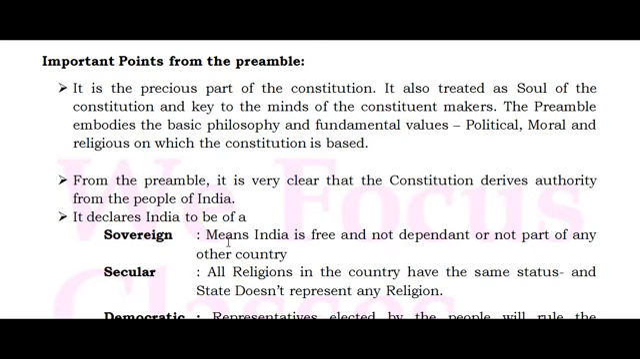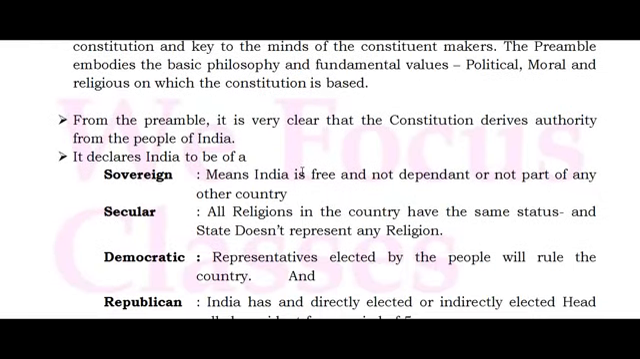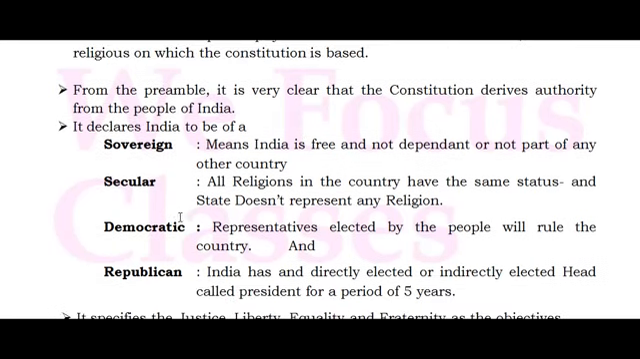From the preamble, it is very clear that the constitution derives authority from the people of India. That's what we have said: We, the people of India. The constitution came from the people of India. In the last sentence of the preamble, it clearly says that we do hereby adopt, enact, and give ourselves. This is very important. The people of India said that we give ourselves this constitution. So the people of India are sovereign, and they are supreme. And it declares India to be a sovereign, secular, democratic and republican.